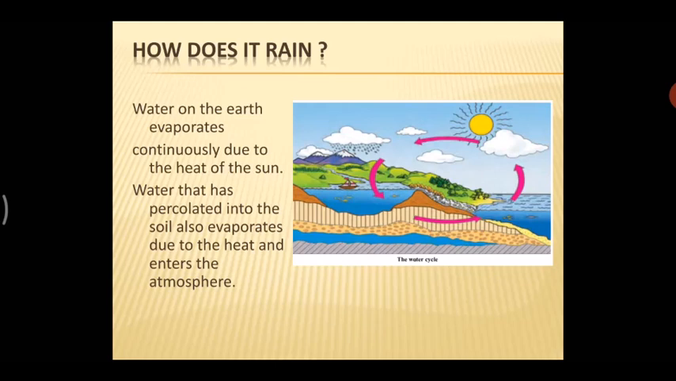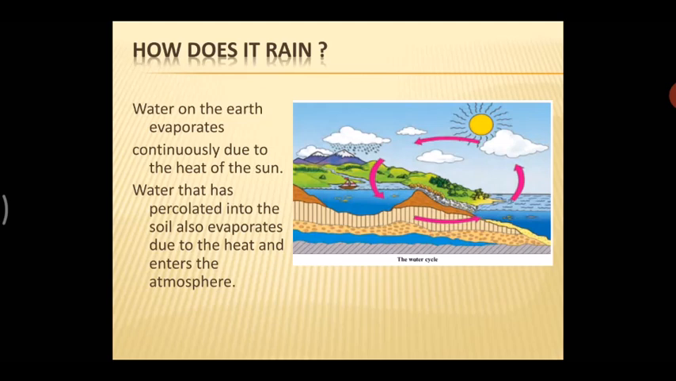How does it rain? Water on the earth evaporates continuously due to the heat of the sun. Water that has percolated into the soil also evaporates due to the heat and enters the atmosphere. So now let's learn about the water cycle and how rain is formed. Now we know that the surface of the water gets heated up. It becomes hot, no? How does it get heated up? Because of the rays of the sun.